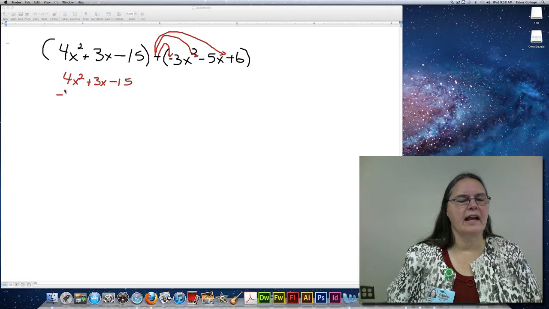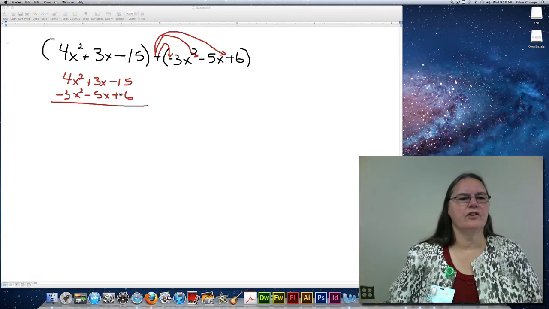And I'm going to stack these so that you can see a different method than maybe what you're used to, the linear method, writing it all straight out. So the opposite of 3x minus the opposite of 5x plus 6. And the reason I stacked them is for your benefit. Most students can see the difference here. The larger number, we keep it signed.